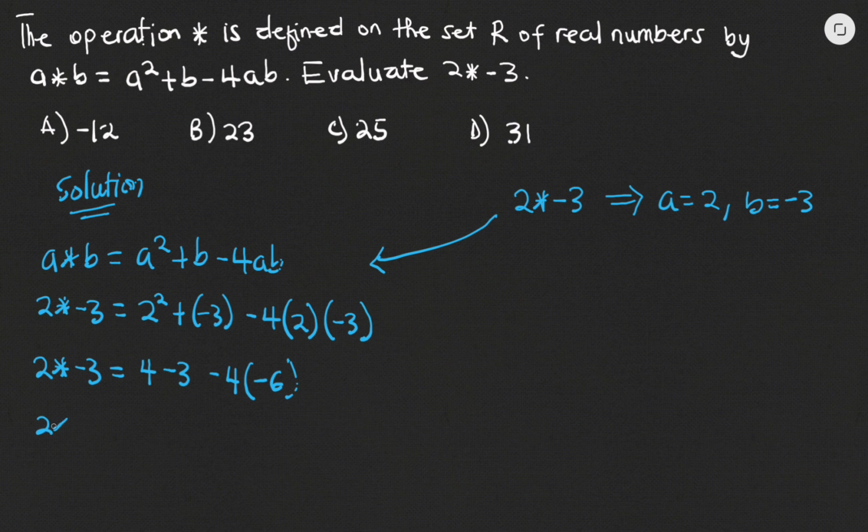Okay, so it means 2 operation negative 3 will be equal to 4 minus 3 will give me 1. Then I have negative 4 multiplied by negative 6 will give me positive 24. And so therefore 2 operation negative 3 is equal to 1 plus 24, which is equal to 25. And the 25 is the option C that we have over here. So therefore C is my correct answer.